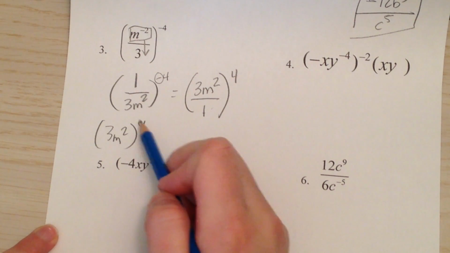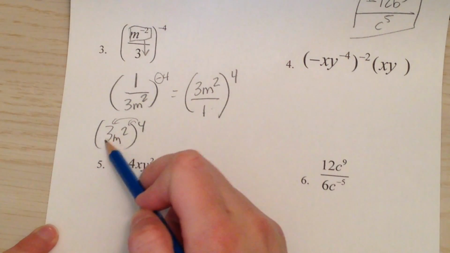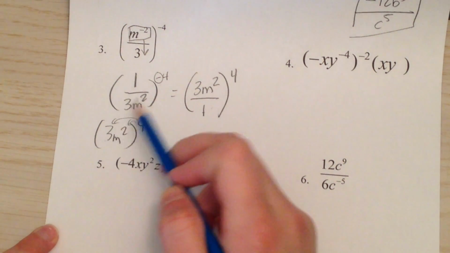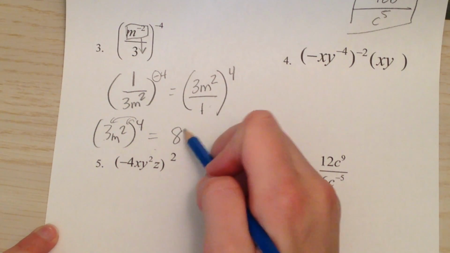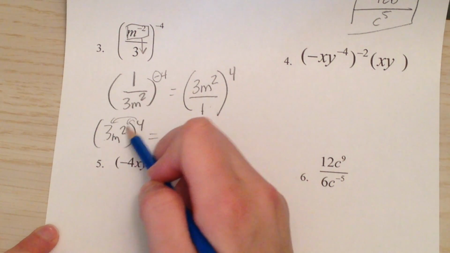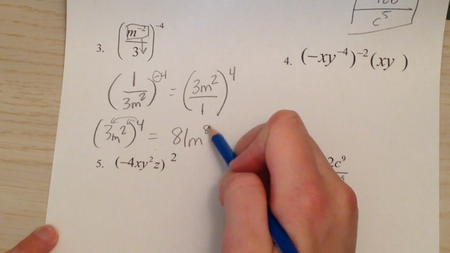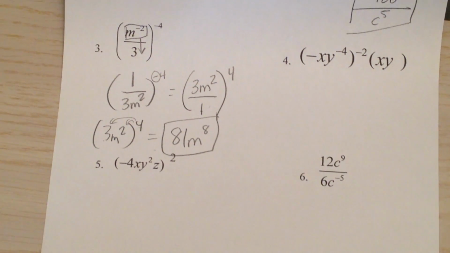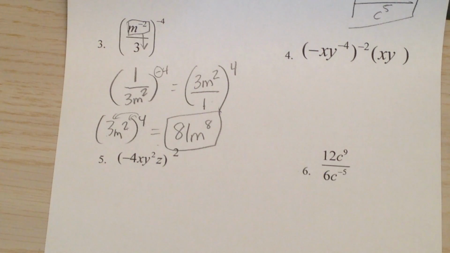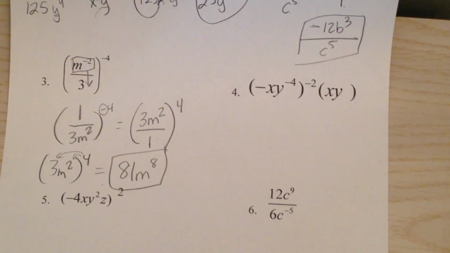Now I'm going to give out this exponent to everything inside. So that's 3 to the 4th, which is 3 times 3 times 3 times 3, that's 81. And then m squared to the 4th, exponent to exponent. Make sure you always multiply one exponent to another. So it's 81 m to the 8th. Let's go over to number 4 next.